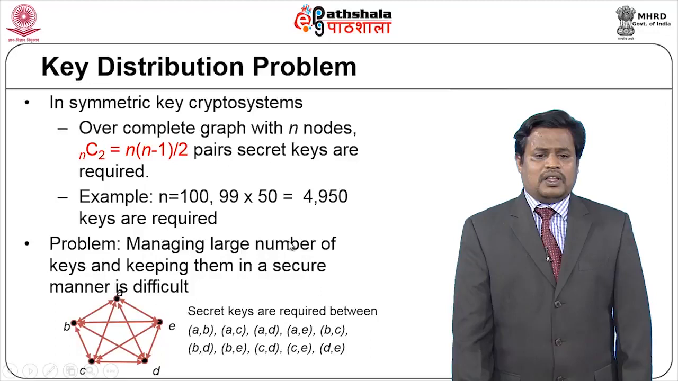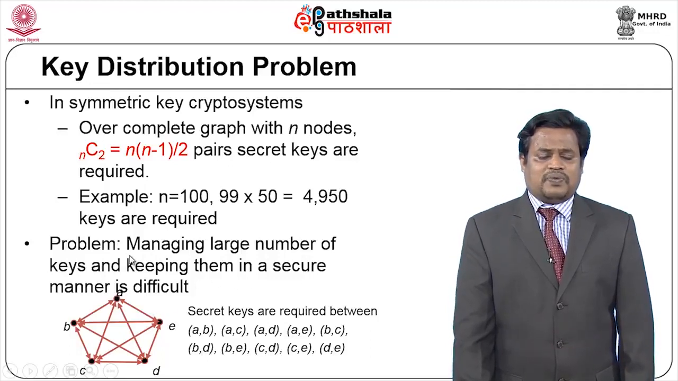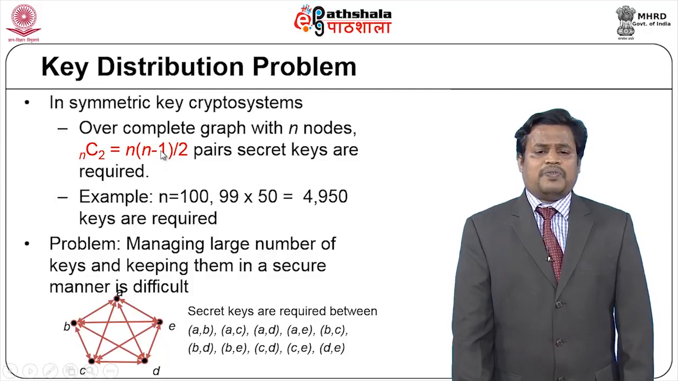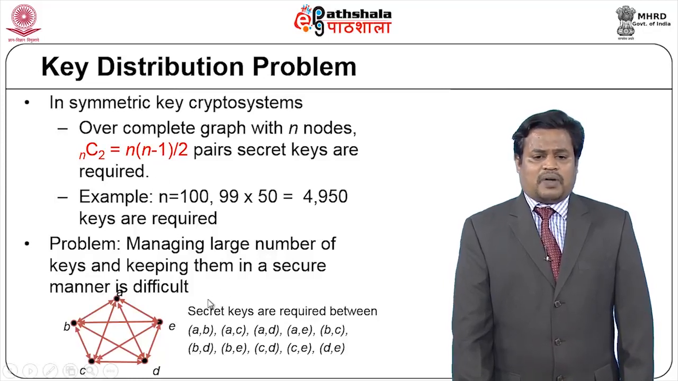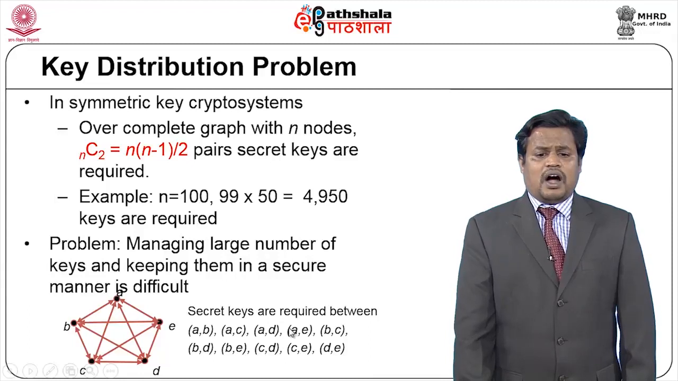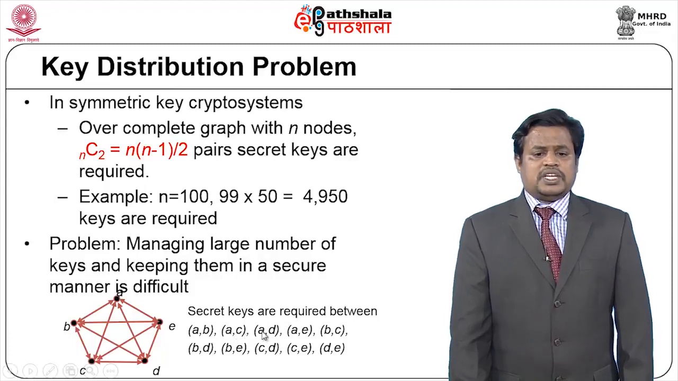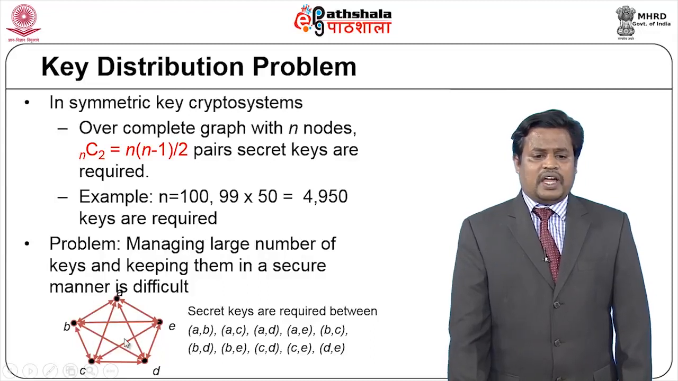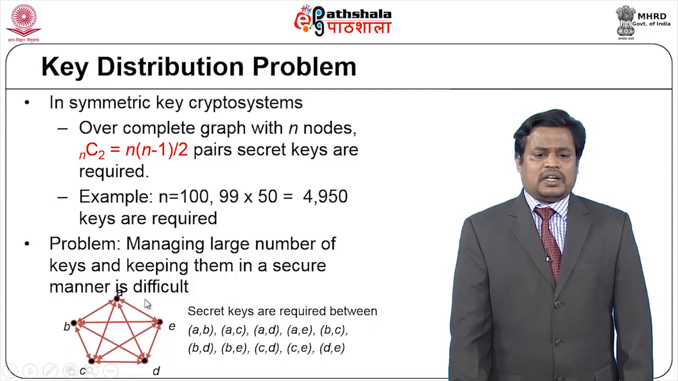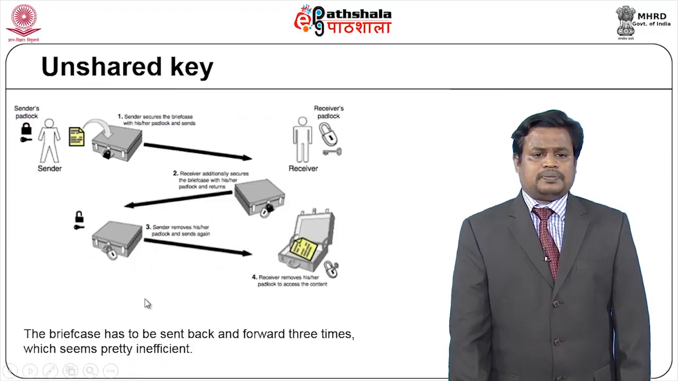Let us take this example. Managing a large number of keys and keeping them in a secure manner is very difficult. That is the problem we face in the case of symmetric cryptography. Secret keys are required between, for example, if A wants to communicate with B, then A and B need to have a secret key, A and C, A and D, A and E, B and C, like that. Each and every user needs to maintain a key with each and every other user, and practically that is very, very difficult. That is the key distribution problem.